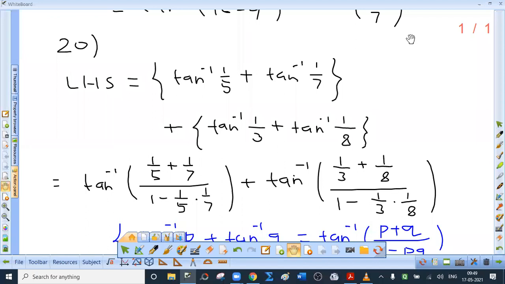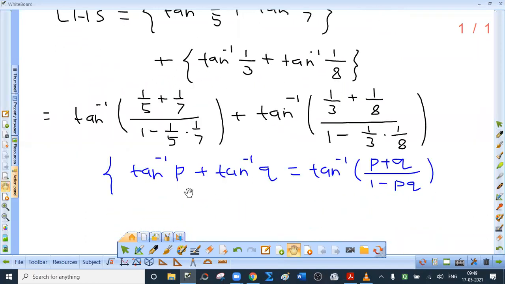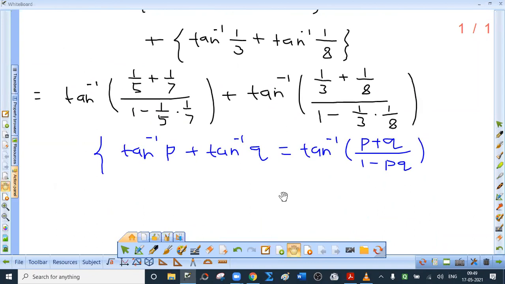Sum number 20, show that tan inverse 1 by 5 plus tan inverse 1 by 7 plus tan inverse 1 by 3 plus tan inverse 1 by 8 is pi by 4. We divide these four terms into two groups. Now apply the tan inverse P plus tan inverse Q equal to tan inverse P plus Q upon 1 minus PQ formula. See what you get.